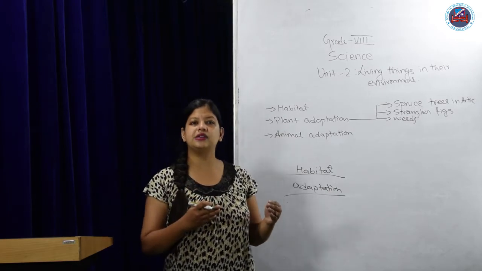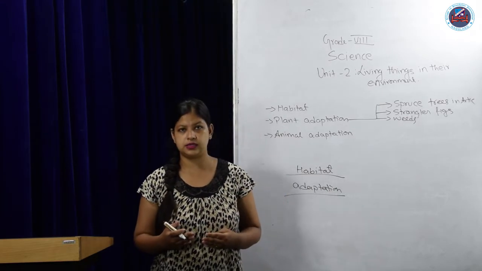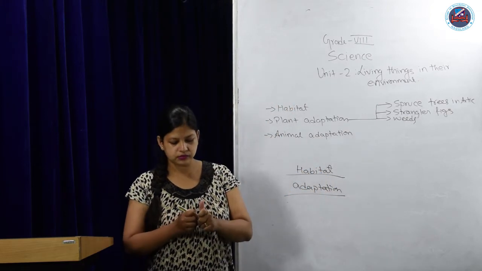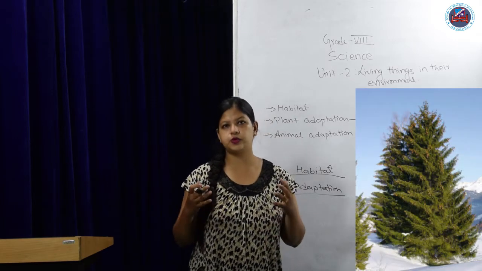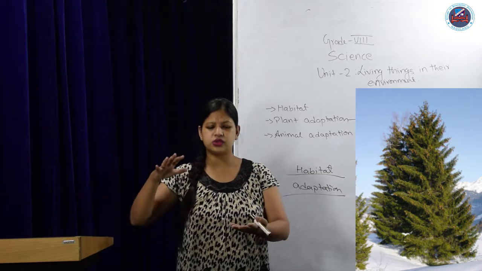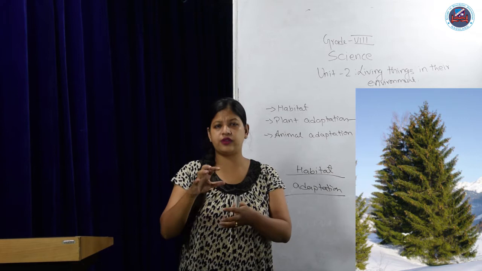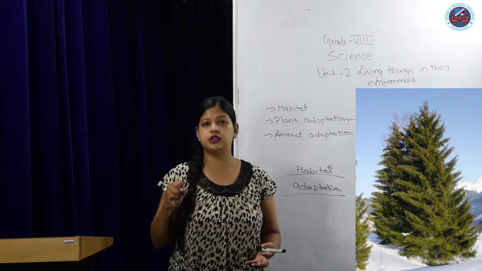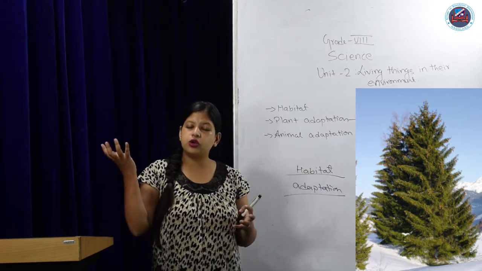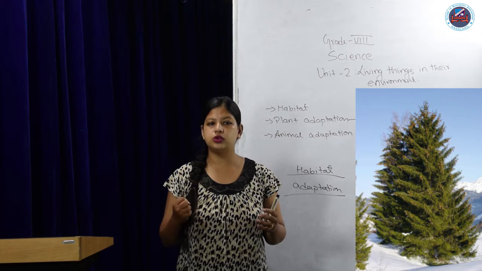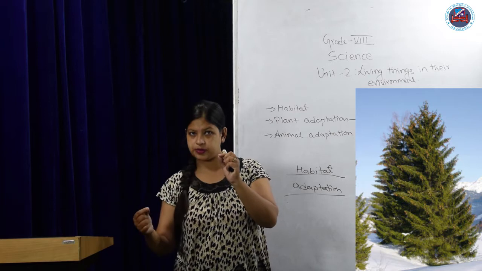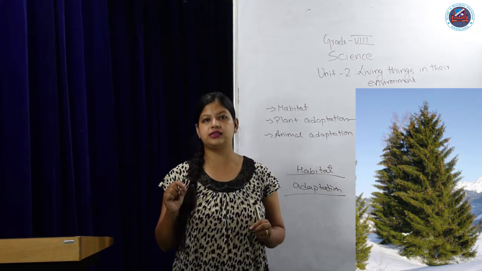Now similarly, plants also adapt in various environments. For plant adaptation, I have brought you three examples today. You know spruce trees. Spruce trees usually grow in snowy areas. In snowy areas, when the snow is very thick and in solid form, it's very difficult for those trees to absorb water or nutrients from the soil. So in order to absorb the water, their leaves are very thin and strong, needle type leaves, with a very thick waxy covering.